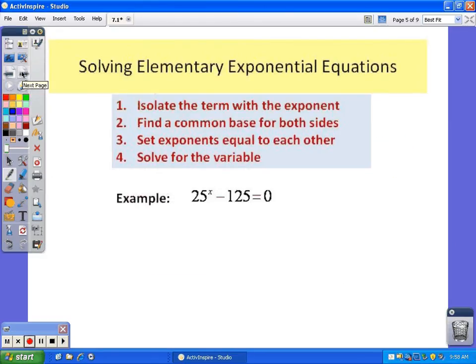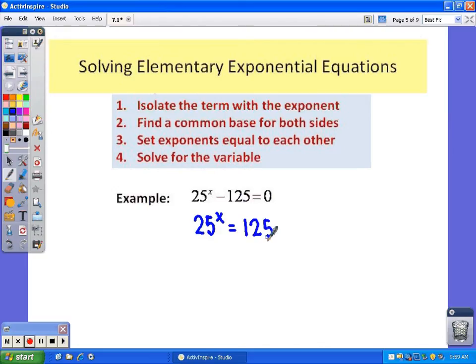Now, one of the things that we're going to have to do with our exponential equations is solve them. The easiest way to do this is to get the term that has the exponent by itself, make sure your bases are the same, and if they're not, you have to rewrite them so that they are the same. If the bases are the same and they're equal, that means the exponents have to be equal, so we'll set the exponents equal to each other and solve from there. So if I get the exponent by itself, we'd have 25 to the x is equal to 125.